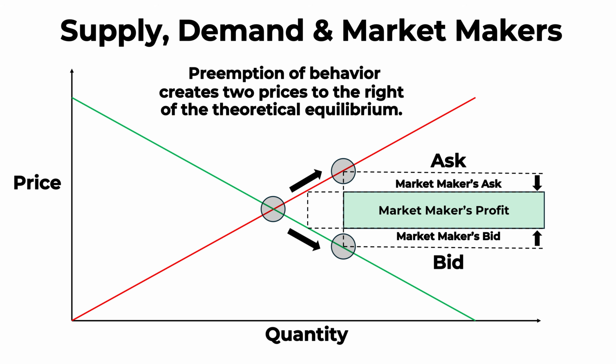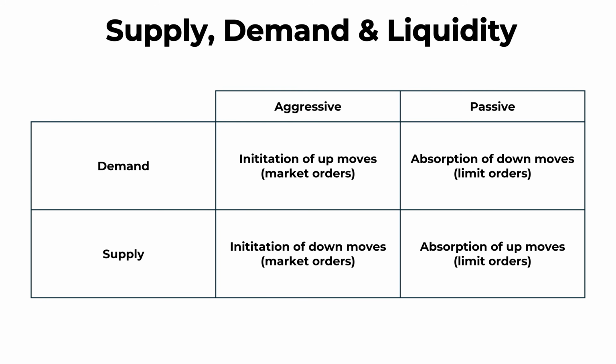It's useful to think about supply and demand in terms of order flow too. We need two basic concepts here: aggressive and passive supply and demand.